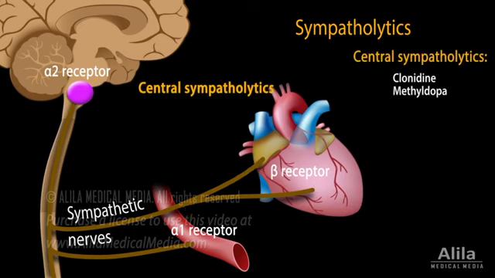Central sympatholytics stimulate alpha-2 receptors in the brainstem to reduce sympathetic tone. They reduce heart rate, contractility, and vasoconstriction, but may also cause sedation.